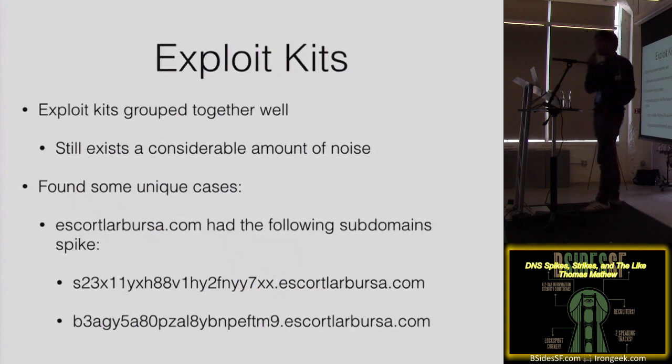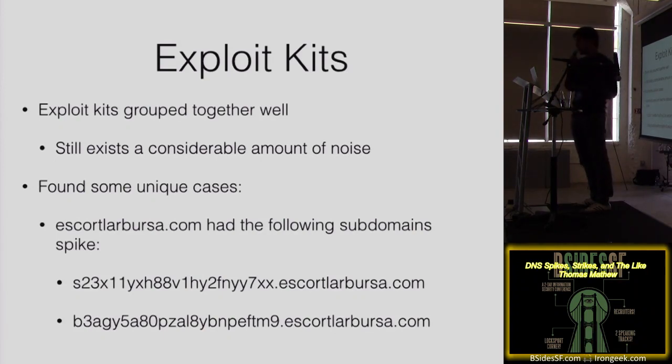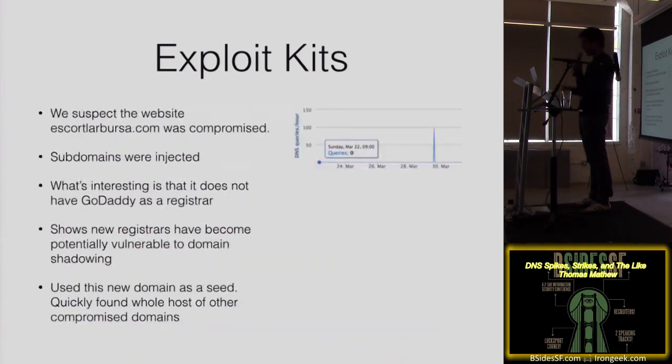So exploit kits were grouped quite well together. And one of the most interesting cases that we found were actually a lot of compromised domains. We found this website that belonged to some Turkish user called Escort La Bursa, and it had the following subdomains spike up, as you can see. Our guess is that Escort Labursa was compromised and these subdomains were actually injected.